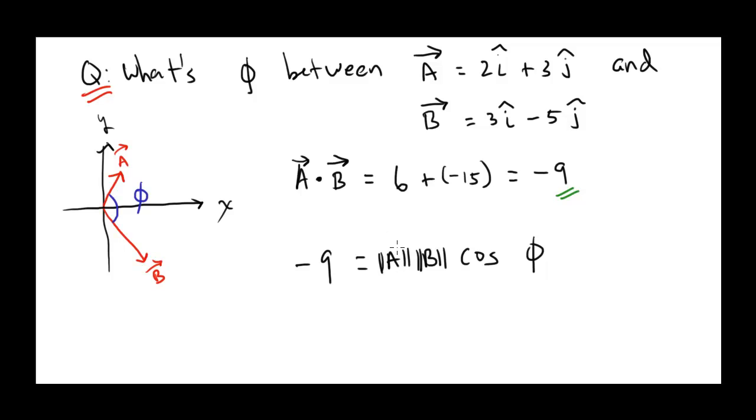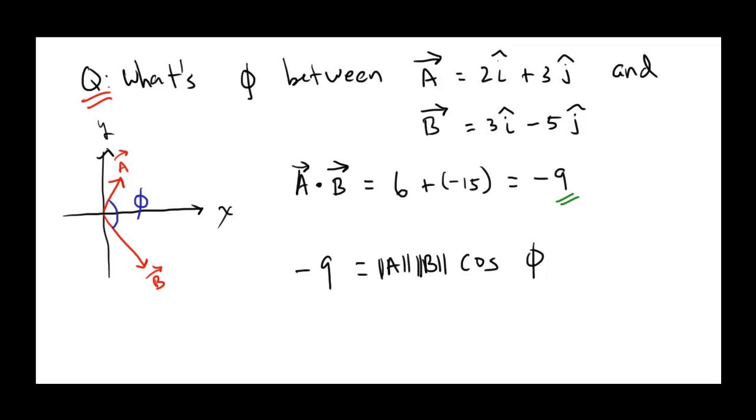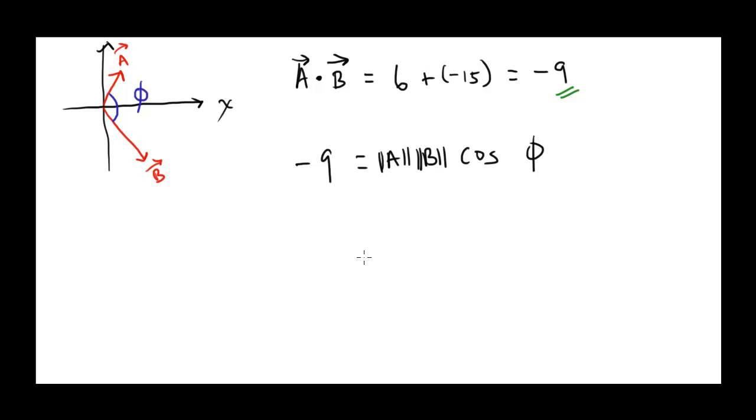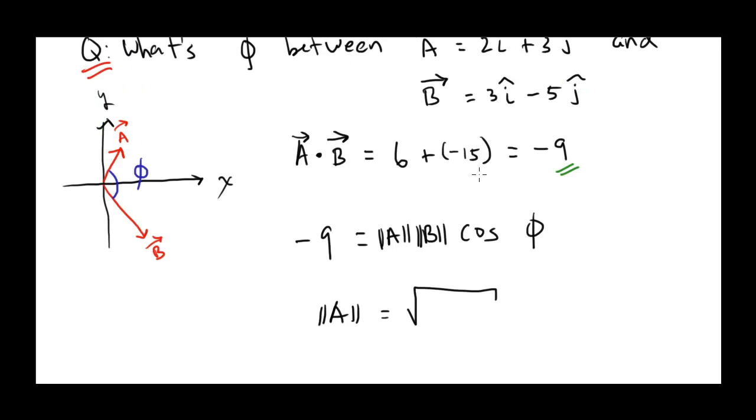So I've got to figure out what the magnitude of a is and what the magnitude of b is, and I'm going to use the Pythagorean theorem to do that. Not going to be too hard, I don't think. The magnitude of a, well, that's going to be the square root of 2 squared plus 3 squared, and that's going to be like 3.6.